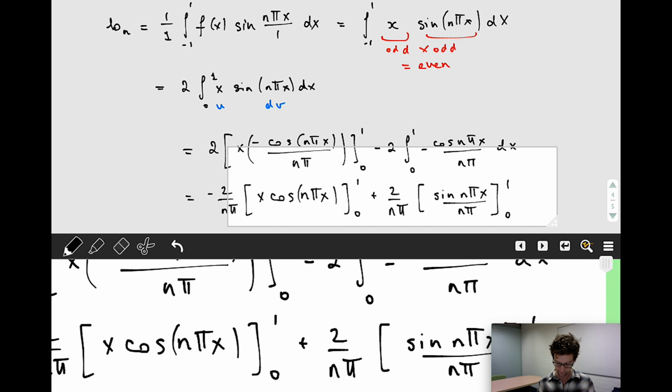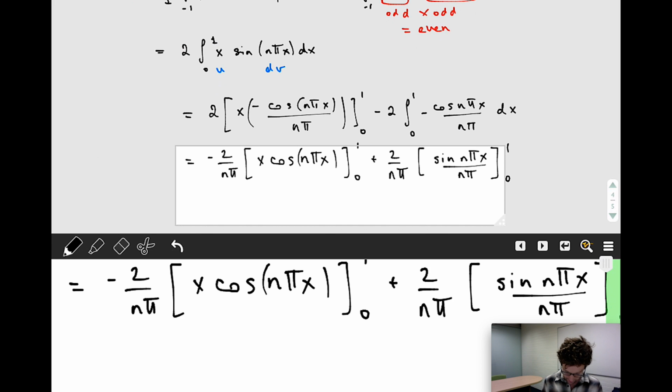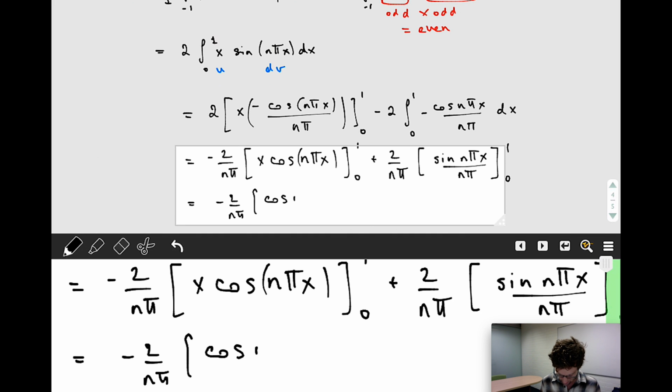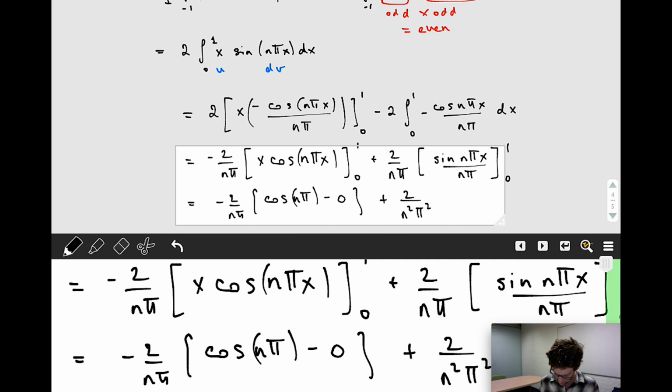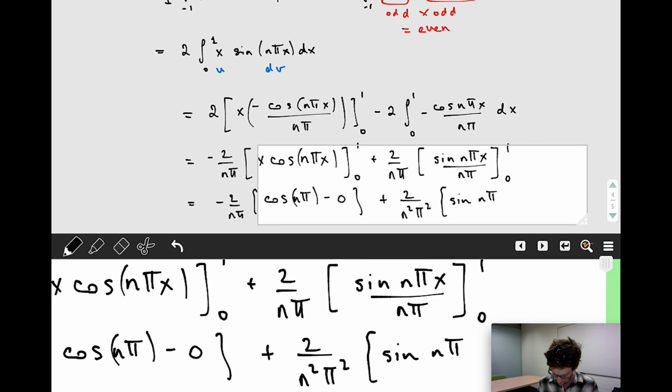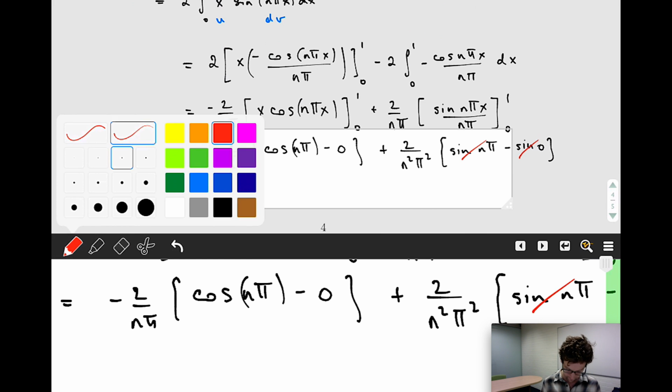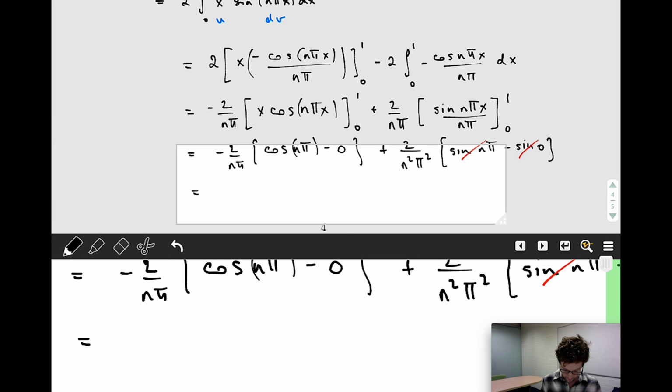From 0 to 1, putting in the values of x, I'm going to get minus 2 over n pi, x is equal to 1 times cosine n pi, minus x is equal to 0, plus 2 over n squared pi squared, sine of n pi minus sine of 0. So those will be equal to 0, leaving me with minus 2 over n pi.